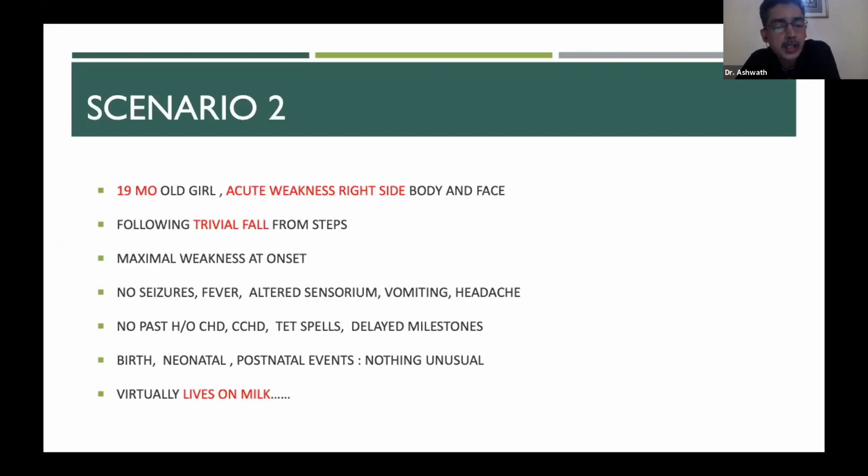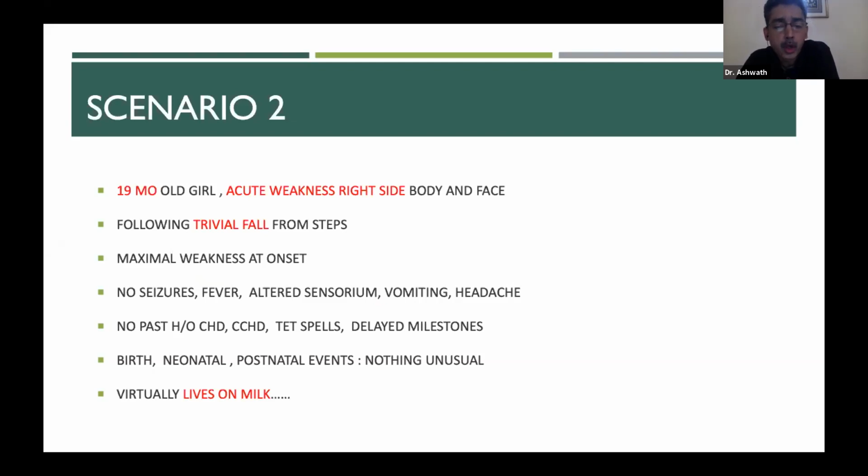There was no past history suggestive of cyanotic spells, recurrent respiratory tract infections, or failure to thrive to suggest an asymptomatic congenital heart disease. There was no cyanosis or failure to thrive noticed by the parents. No history of delayed milestones, and the parents have not noticed any hand preference.